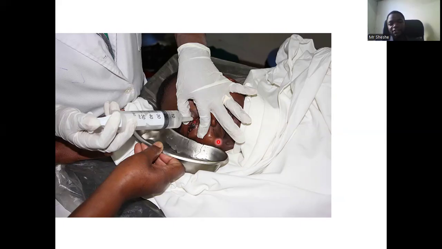Nevertheless, if a child has only one eye infected, both eyes should be treated. If both eyes are infected, well, then treat both of them. Now, you see that the baby is tilted to one side, and then the eye is flushed with normal saline first. So before flushing, you would have cleaned with a clean gauze.